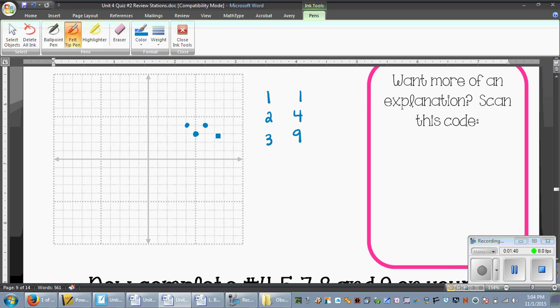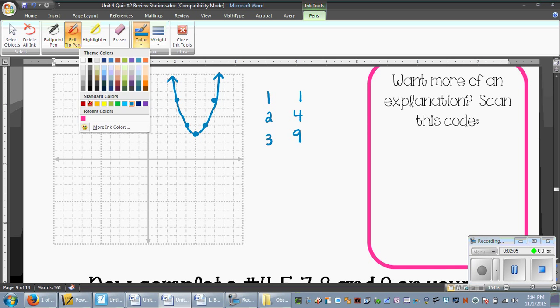I can go out 2 spaces and up 4 spaces on both sides. And going back to the vertex, I can also go out 3 spaces, 6, 7. I'm going to run out of space to go out 9, so that's okay. I can connect the 5 points that I have to graph the parabola.